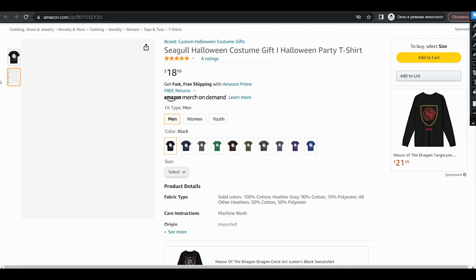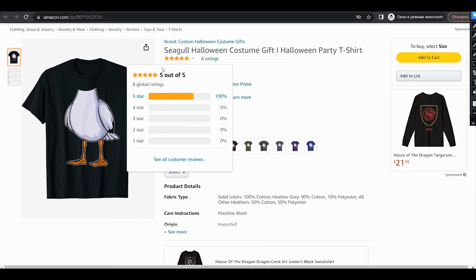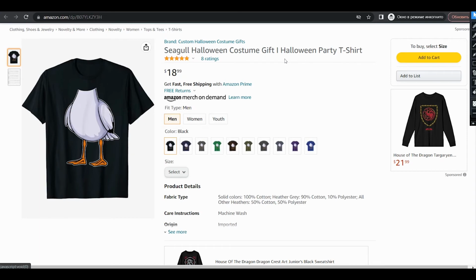Yes, you should definitely make a different illustration for each t-shirt design, because it will be different characters, different animals, but it's worth it. It's definitely worth it, because in the Halloween period you can make good sales with this costume style t-shirt.